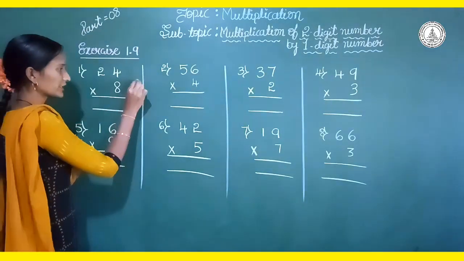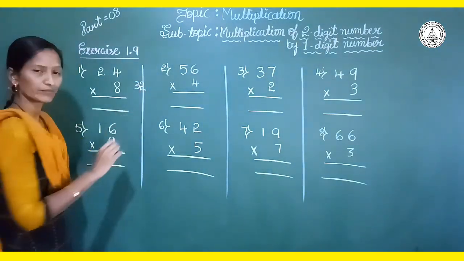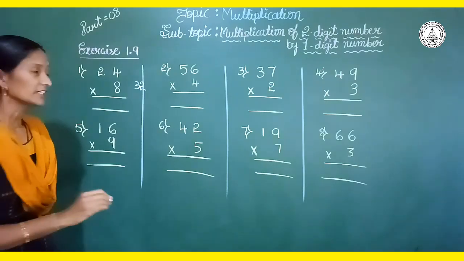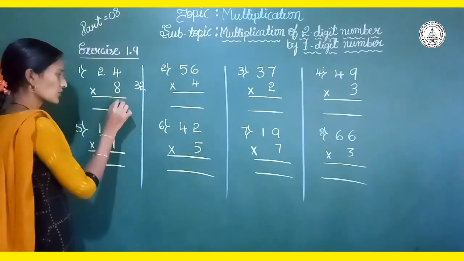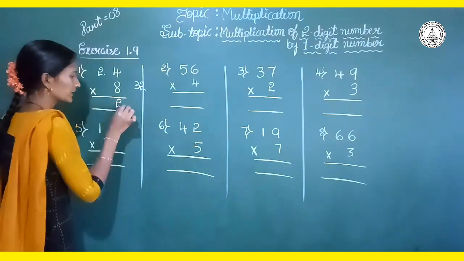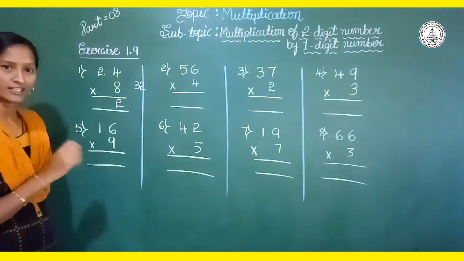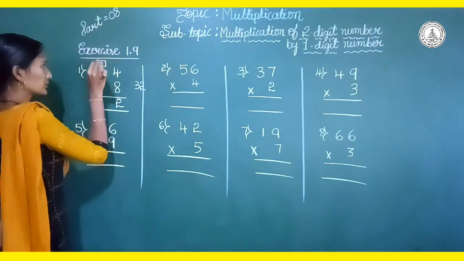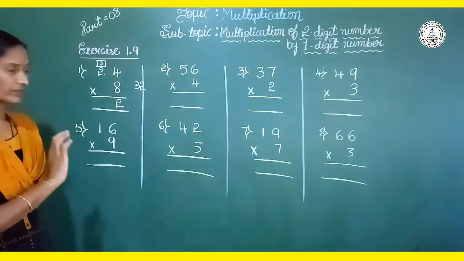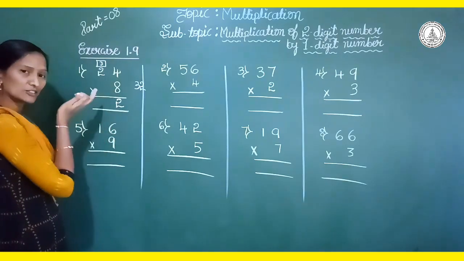But this 32 is a two-digit number, right? And the 2 is in the place of ones, right? So I am writing this 2 in the column of ones. Next, I am giving this 3 as a carry to the tens column. So now come to the tens column.